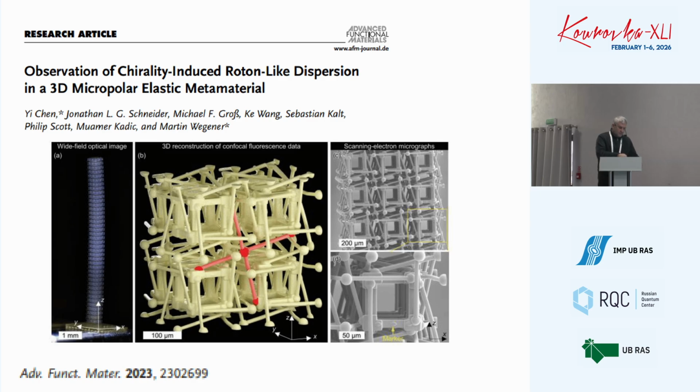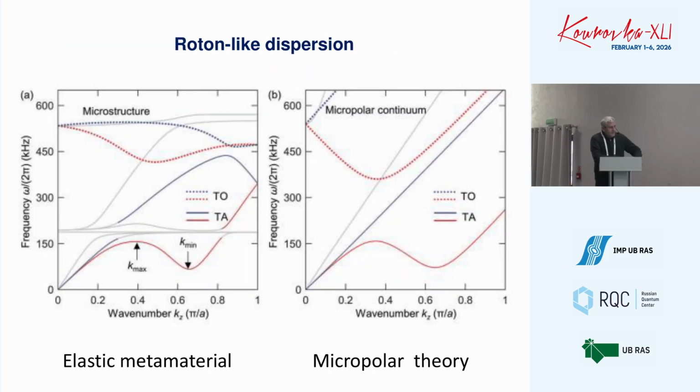Shown here. This material was made by this Chinese guy, Yi Chen. He spent several months to print it. And they measured the excitation branches of this metamaterial, and we can easily recognize the similarity between the prediction of the micropolar calculation and the excitation of this material. We see that there are two gapless excitation branches with roton minimum and two gapful modes corresponding to local rotations.